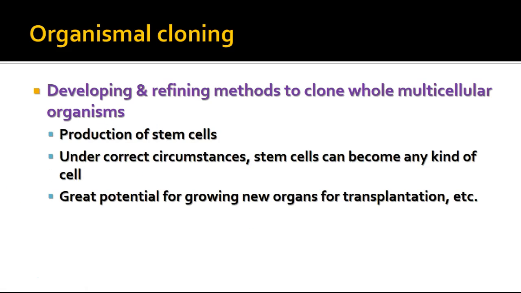Organismal cloning is cloning whole multicellular organisms. This is often used in the production of stem cells, okay, because under the right kind of circumstances, stem cells can become any kind of cell. And so this has great potential for growing new organs for transplantation or things like that, specific to the patient.